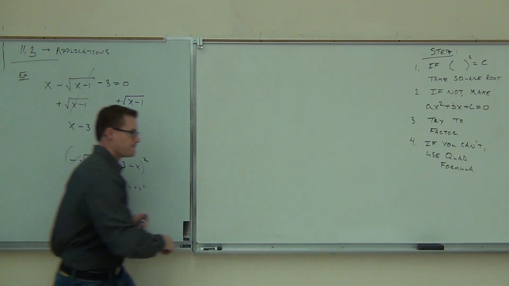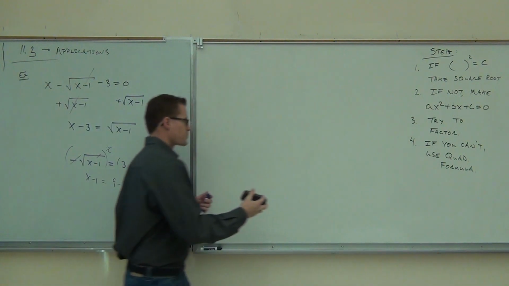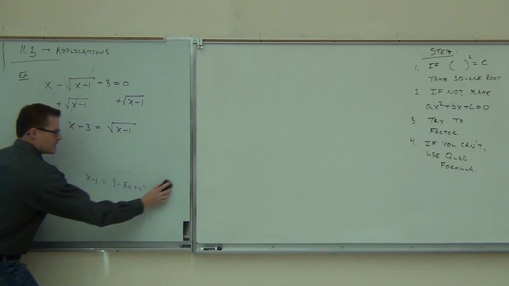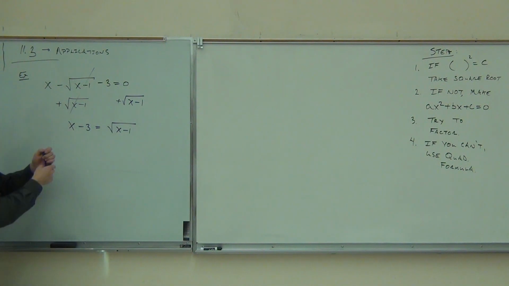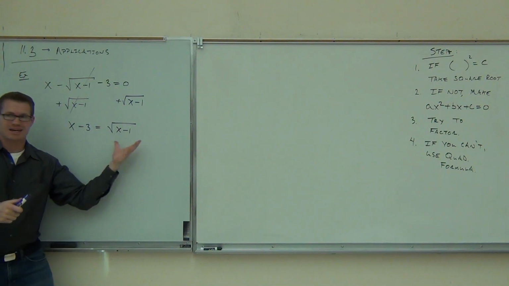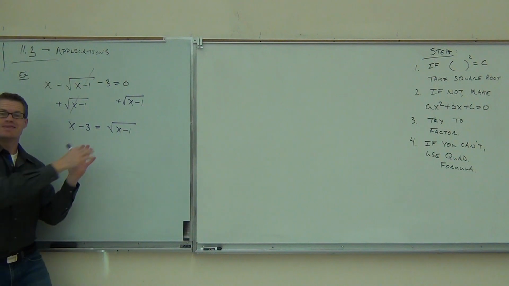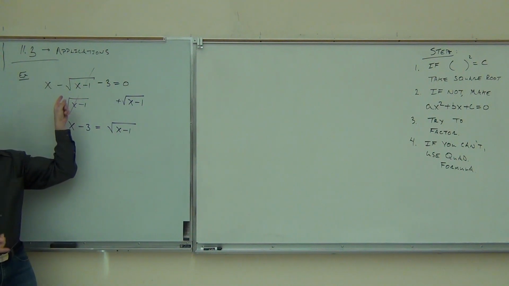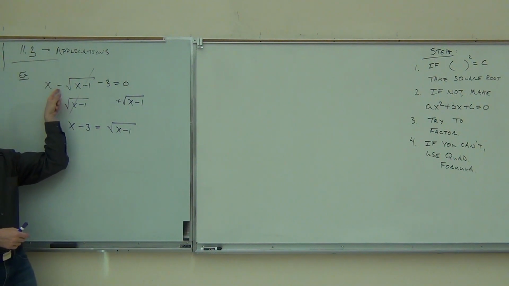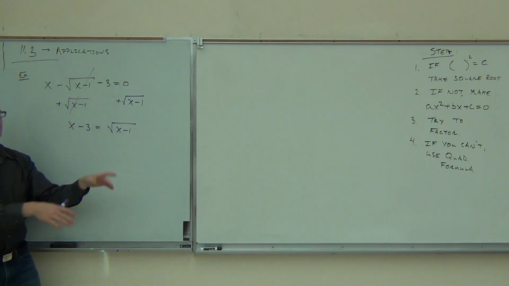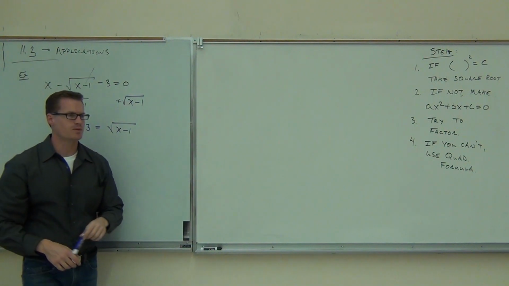You could do that. However, it's probably a little bit easier to see if we just add this one to both sides, make everything kind of nice looking like we like to see it, and then deal with it. Now, if this was a plus, look at the board here real quick. If that was a plus, would I want to move this one? No. No, I'd want to move all the other stuff. But if that's a minus, yeah, add it. That's probably the best way to do it.